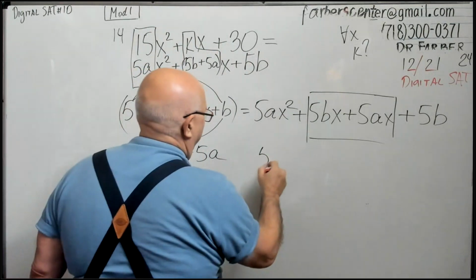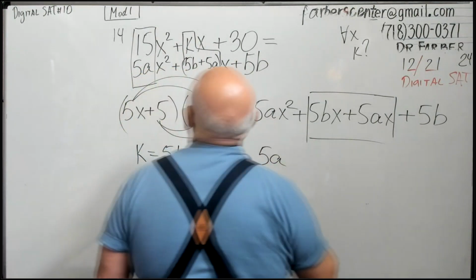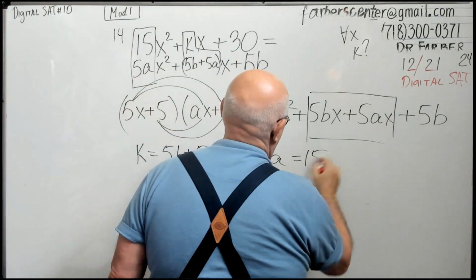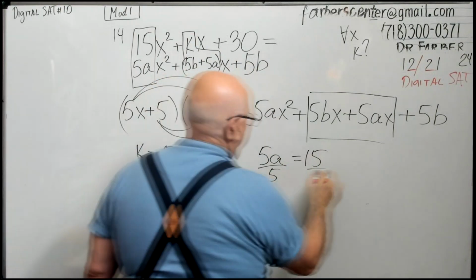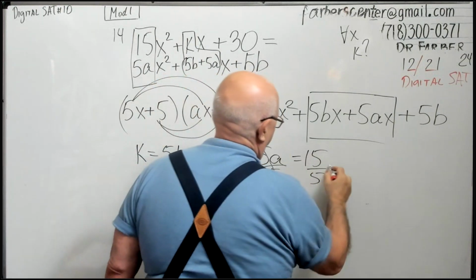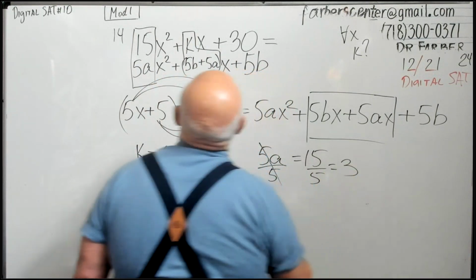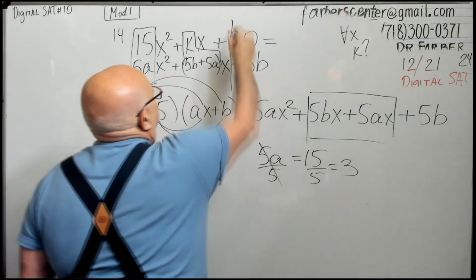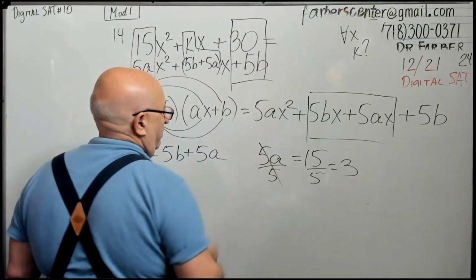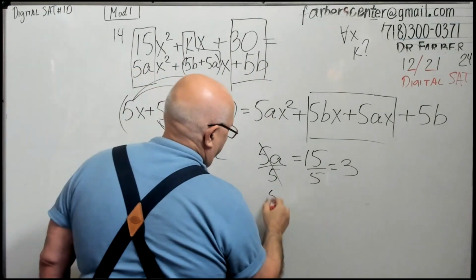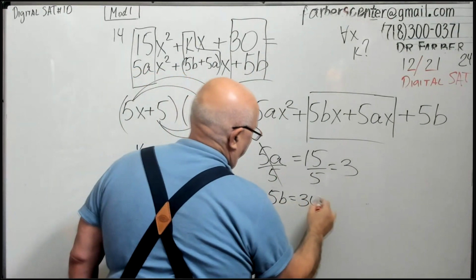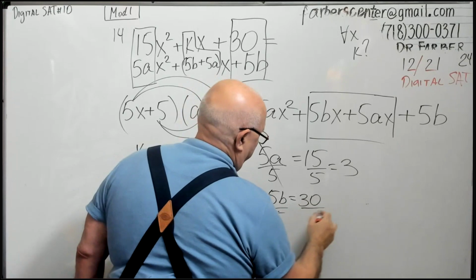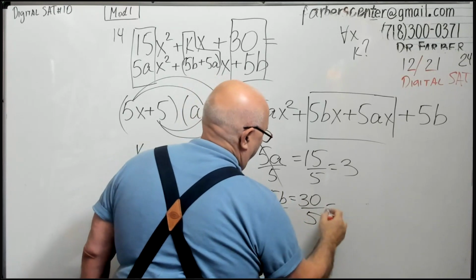5a equals 15. Divide both sides by 5. A equals 3. And 5b equals 30. Divide both sides by 5. b equals 6.